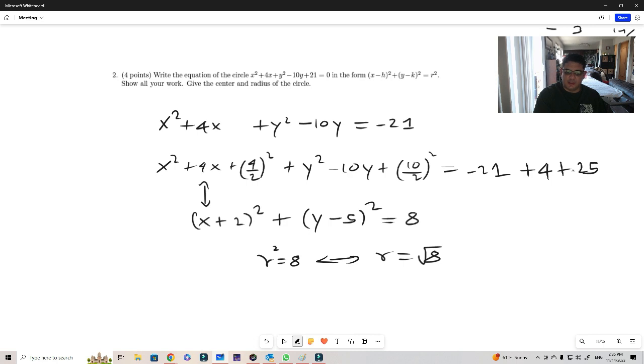Now the center, you compare with the x minus h squared, this is x minus minus 2. So the center is going to be the point minus 2, and if you compare here the k, it is going to be 5, so the center is minus 2, 5. So that's it. This is the solution of quiz 8.